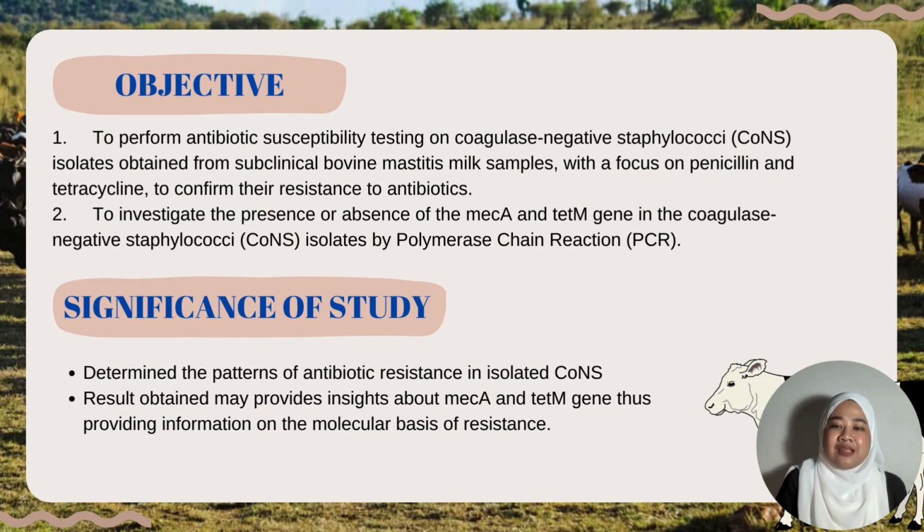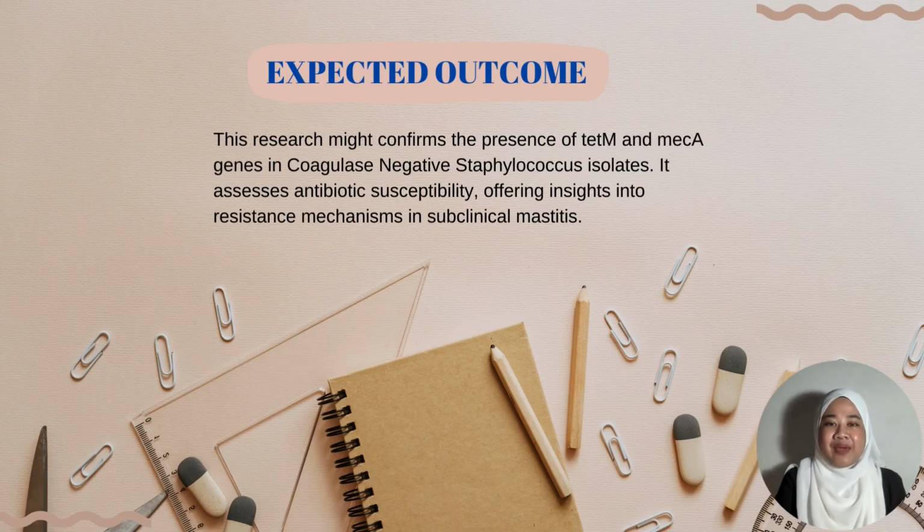The significance of the study in this research is to determine the patterns of antibiotic resistance in isolated CoNS. The result obtained may provide insight about MAC-A and TET-M gene, thus providing information on the molecular basis of resistance. The expected outcomes: this research might confirm the presence of TET-M and MAC-A gene in coagulase negative Staphylococcus isolates. It assesses antibiotic susceptibility, offering insight into resistant mechanism in subclinical mastitis.